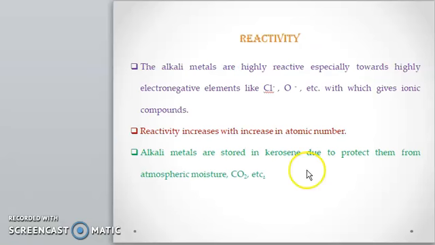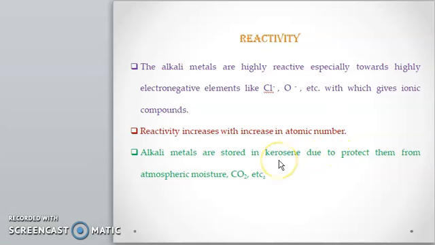Then the reactivity. The alkali metals are highly reactive, especially towards electronegative elements like chlorine, fluorine, bromine, oxygen, etc., and they form ionic compounds. You know very well one example of an ionic compound is KCl or NaCl, the salt of our daily life, which is NaCl. Na is from your alkali metals and Cl minus is the electronegative atom. So these are more reactive towards electronegative atoms and form ionic compounds. The example is NaCl, our daily life salt.